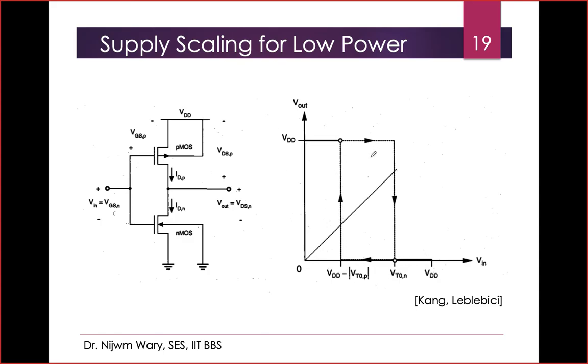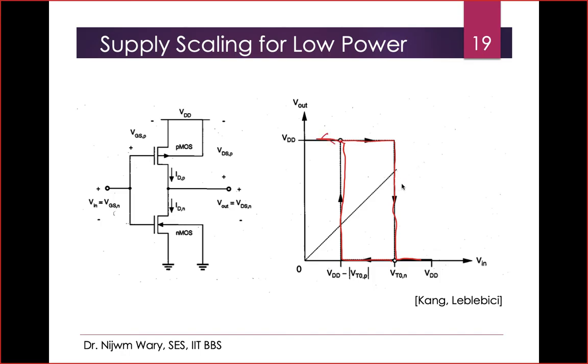So this phenomenon is called hysteresis, because the path of the voltage transfer characteristics depends upon the logic state of the circuit. Whenever the output is going from VDD to ground, it follows this path, defined by this arrow. And whenever the input is going from high to low and the output is going from low to high, then it follows this path. So this operation is called the hysteresis operation.